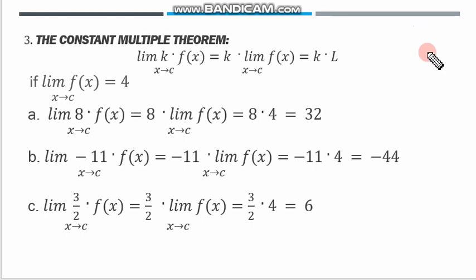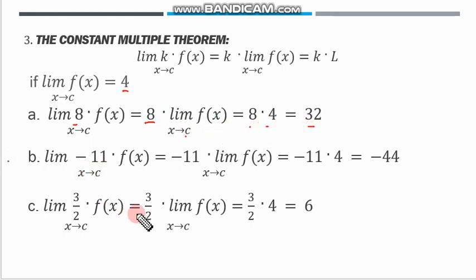Example, if the limit of f of x as x approaches c is equal to 4, we will find the limit of 8 times f of x as x approaches c. Since 8 is a constant, we will just separate it: 8 times the limit of f of x as x approaches c, which is given here, equals 4. So 8 times 4, that's 32.